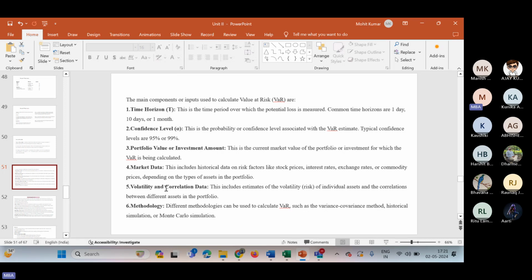Then once you have done with all these things, you will pick up a methodology. You will pick up a methodology for how to calculate this VaR. It could be historical volatility or value at risk. You may approach the variance-covariance method or simulation method, particularly Monte Carlo simulation.